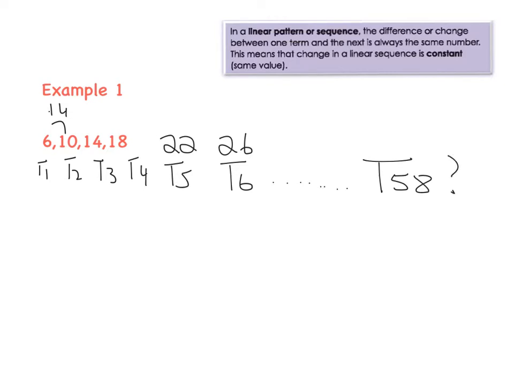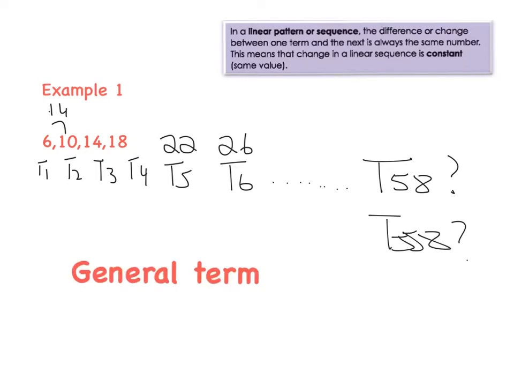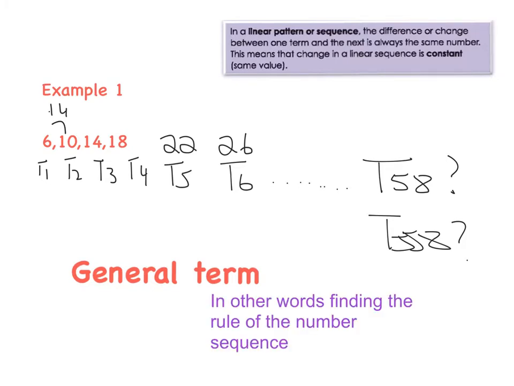Yes, we could keep adding on 4 until we get to term 58, but in maths, we would like to be able to come up with a rule that would help me figure out exactly how to find term 58 and term 558 if I wanted. So what we're looking at today is finding the general term, and the general term is another word for finding the rule of this number sequence. Now that we know what we're looking to do, let's learn the method.